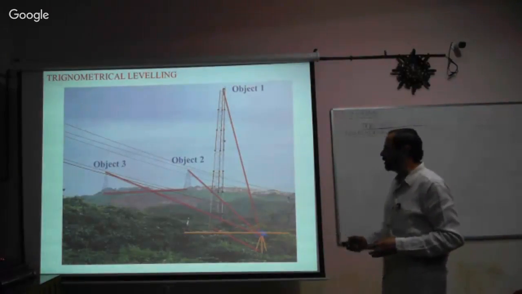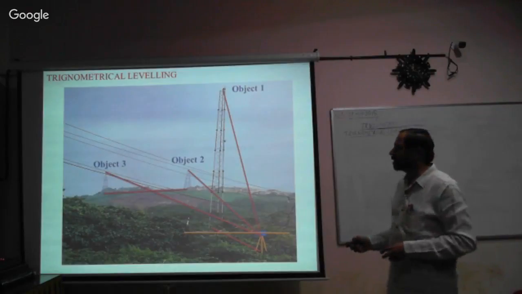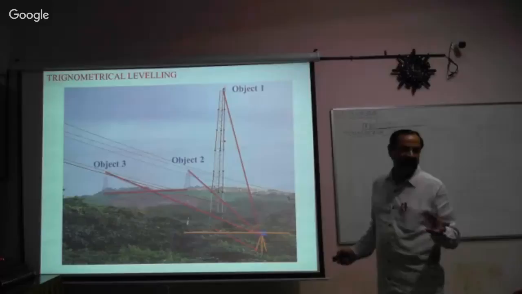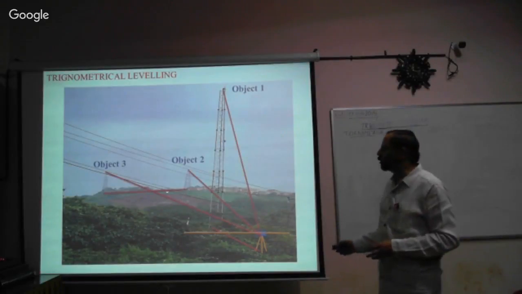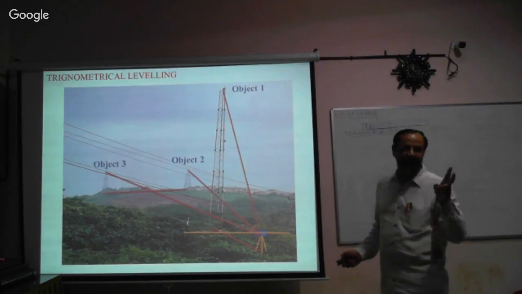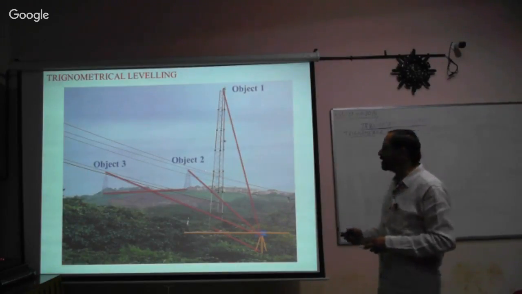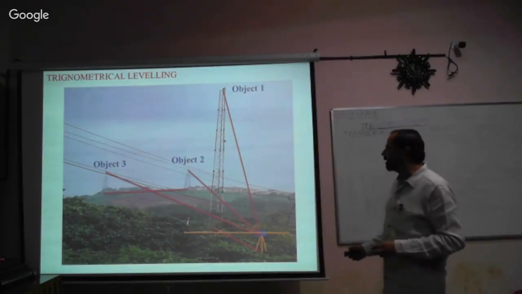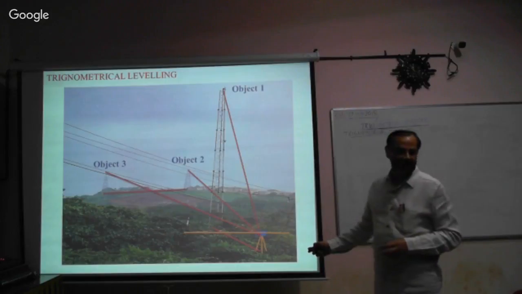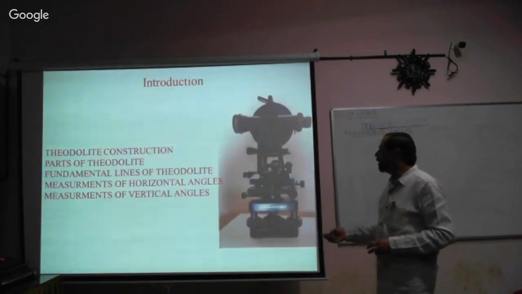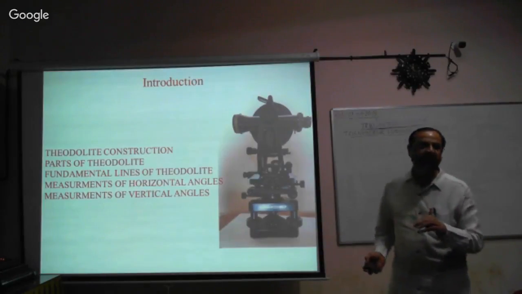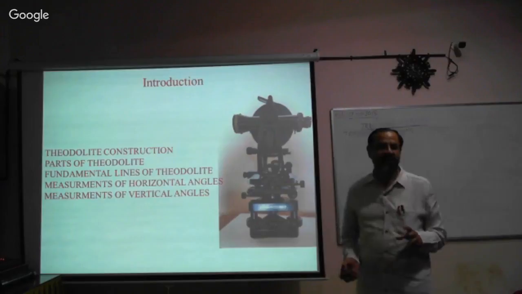Here we can categorize this in two ways. The one is where we can reach the base of the object. That is an accessible object. With the other two, object 2 and 3, we cannot reach the object from the instrument station. It is categorized in two ways: one is the base of the object can be reached, the other is the base of the object cannot be reached, not accessible. Isn't it?